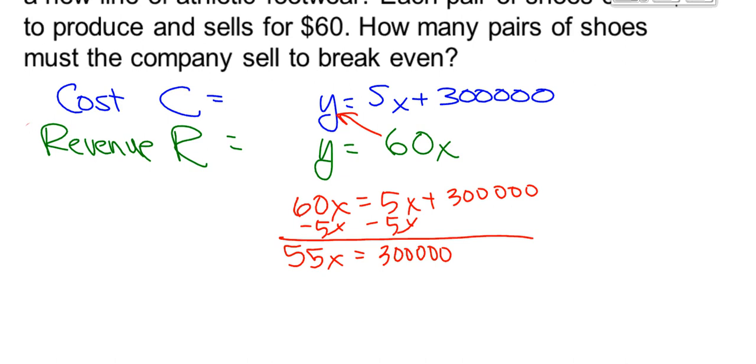And then what are we going to do? Divide by 55. What is the break-even? 5455. And so what does that mean? That's when they start making money.